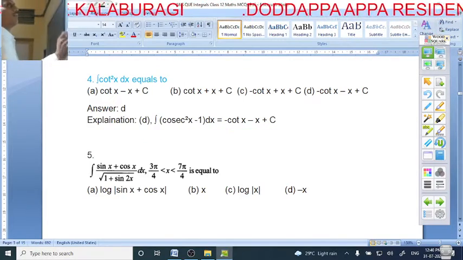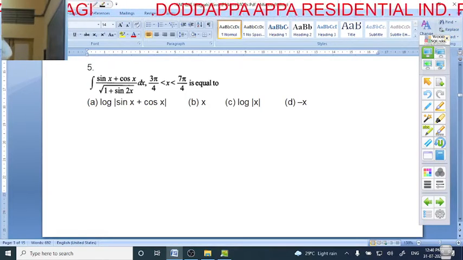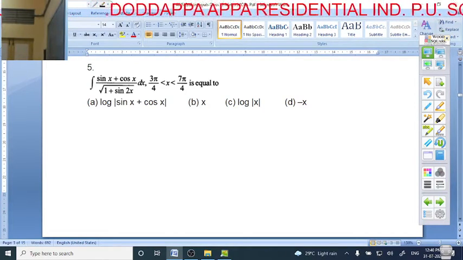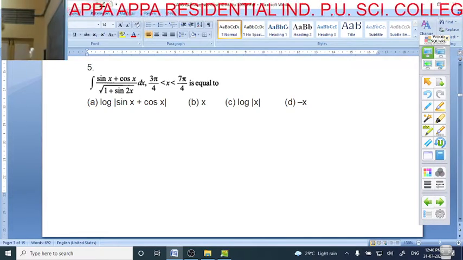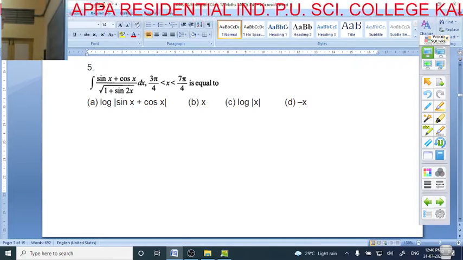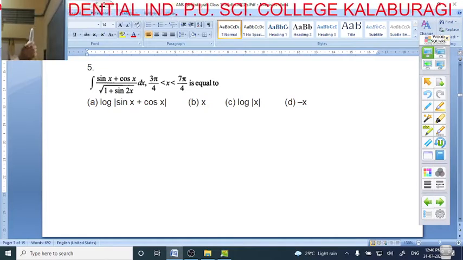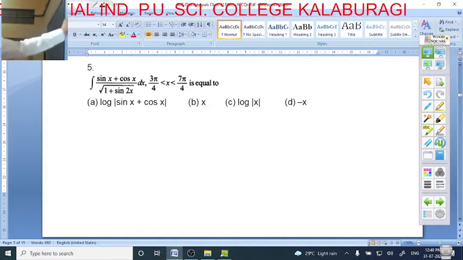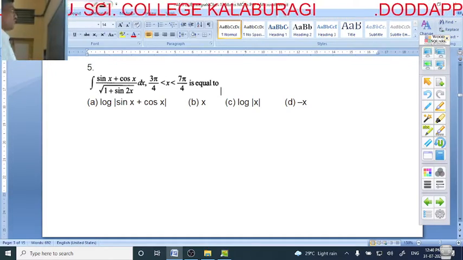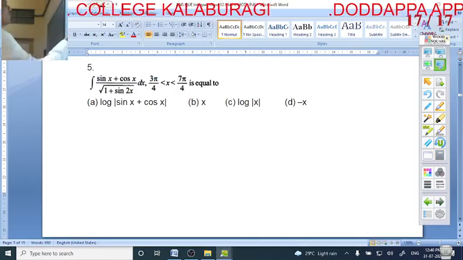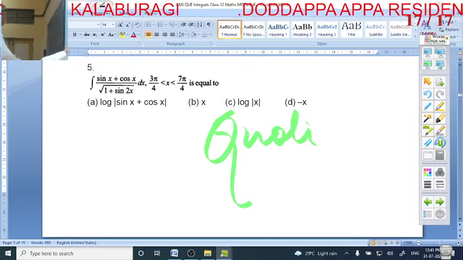So next example, the 5th one. The integration of sin x plus cos x, whole divided by the square root of 1 plus sin 2x, dx, where x lies between 3 pi by 4 and pi by 4. That is the meaning. Then what is the simplification, or what is this equal to? Here again keep in your mind, this given function is a quotient form.